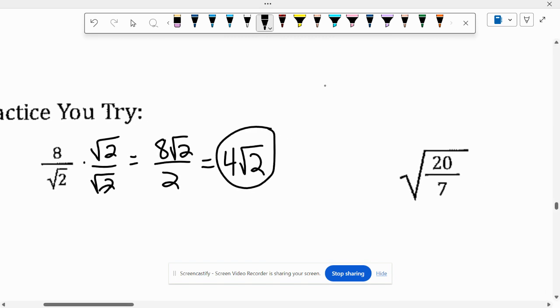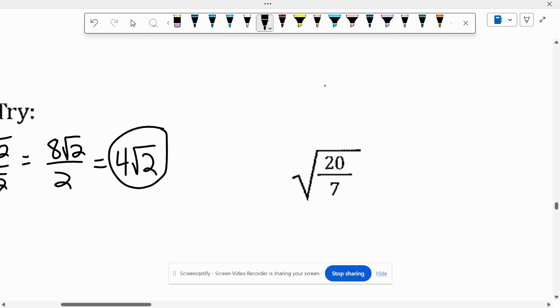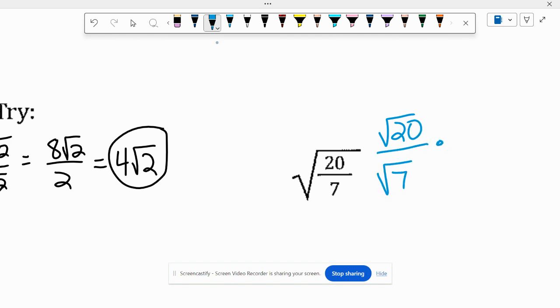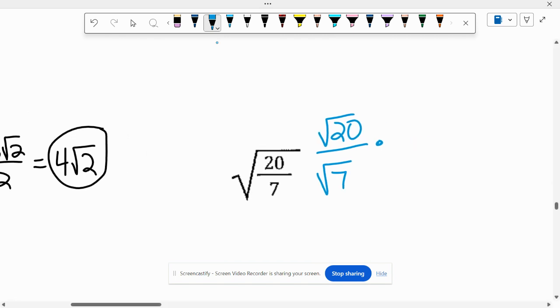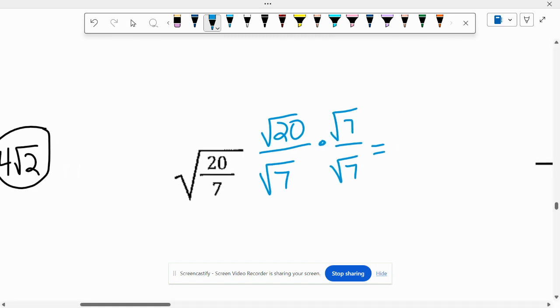Okay, what about this next one? What's my fancy looking one when I separate these? I have the square root of 20 divided by the square root of 7. What do I have to multiply by to rationalize the denominator? Over the square root of 7. That's just a fancy way to write the number 1. So 20 times 7 is 140. The square root of 7 times the square root of 7 is 7.